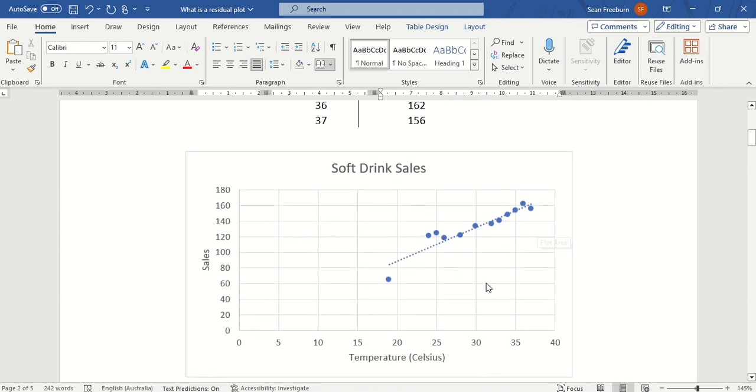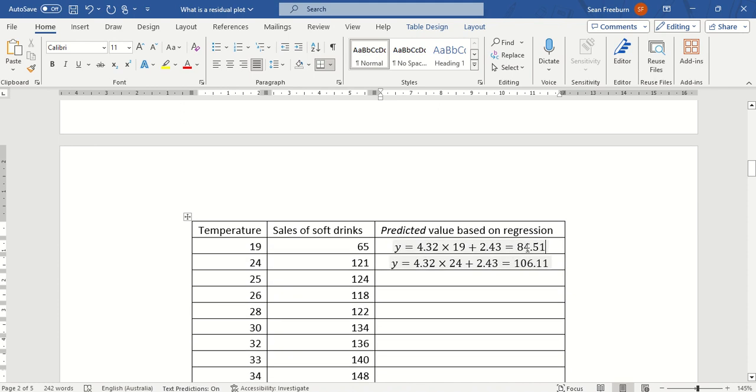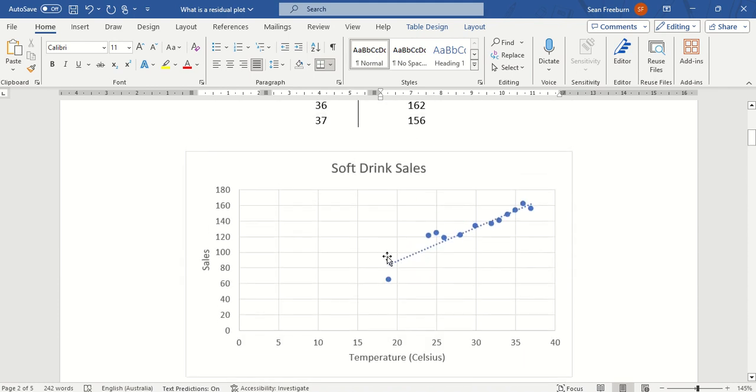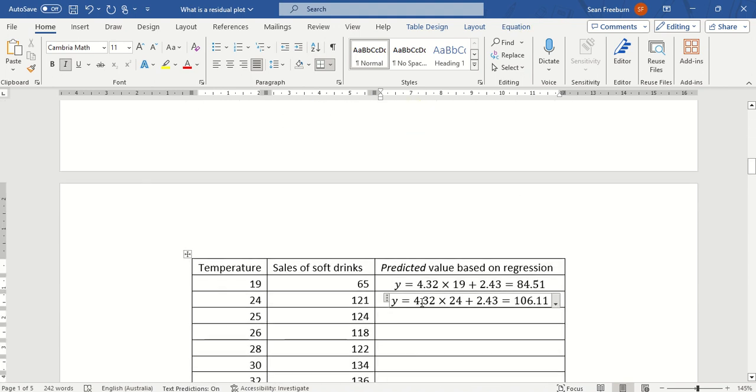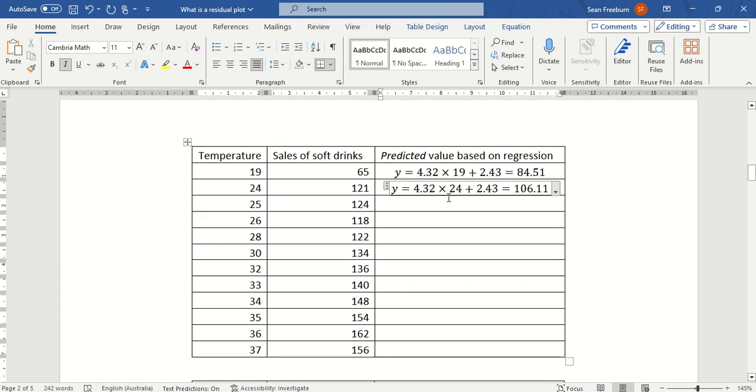What does that mean? Well, looking at my graph here, when it was 19 degrees, I actually sold 65 soft drinks, but according to my regression here, when it was 19 degrees, I should have sold about 84. See? So 19 degrees, I sold about 84 according to the model, but in reality, I sold 65. So there's a clear discrepancy there. Anyway, I would do that again for the next data point. So when it was 24 degrees, I substituted that in, 4.32 times 24 plus 2.43 equals 106.11. Now look, I could do that again and again and again.